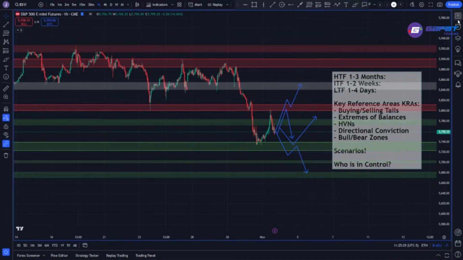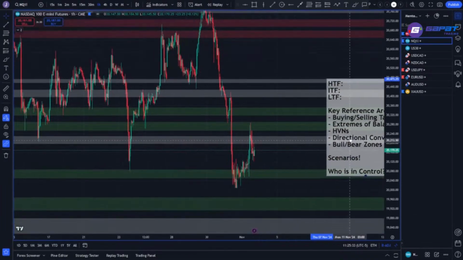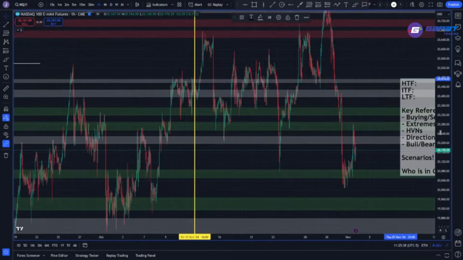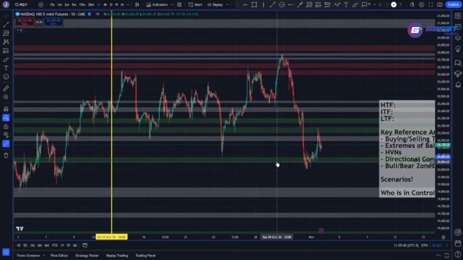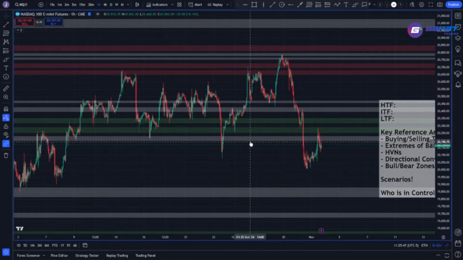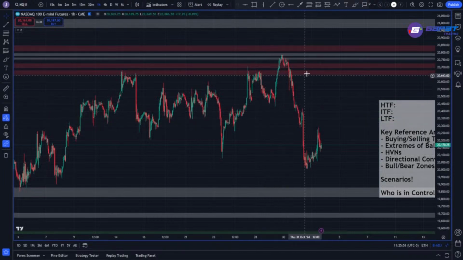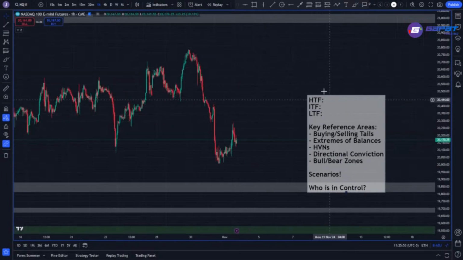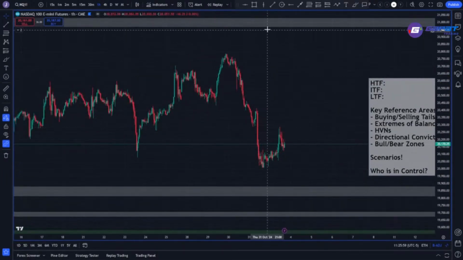Nope. All good. Okay, let's move on to the NQ. Let me just move this away. Alrighty. We can delete some of these levels and just start fresh on this chart. Okay, so let's start from the beginning. Higher time frame. Let me get rid of these two.